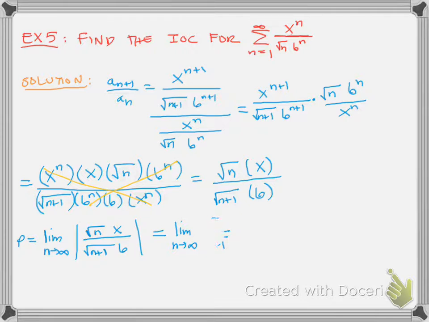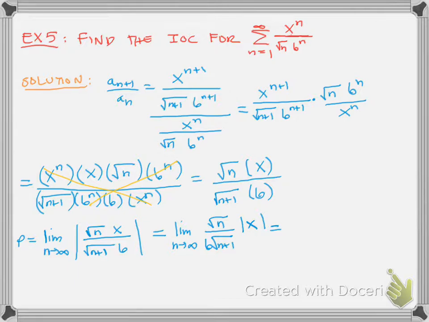Actually, let me rewrite this. I want to put that 6 in the front. So it's the square root of n over 6 times the square root of n plus 1, and then times the square root of the absolute value of x, okay? And again, you guys have graduated past having to force factor and do all that. You don't have to do that here. As long as you know, if you need to force factor, you should force factor, okay?